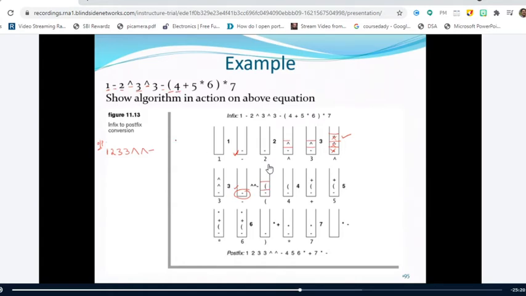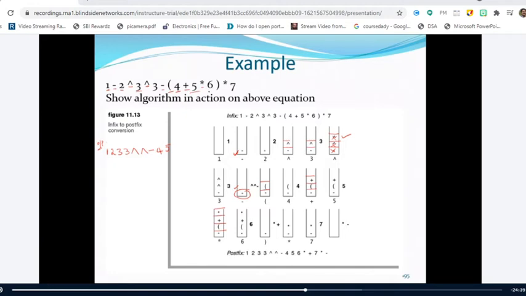Next, I come across 4, place it in the output. Next token is plus. So the top element is open parenthesis, nothing to do. You just push the plus onto the stack. Next token is 5. Since it is an operand, place it in the output. Next token is star. Now tell me what I have to do. Compare star with plus. Since the priority of the incoming operator is greater than the priority of the top symbol, you have to perform a push operation. This one. So I have pushed star onto the stack.